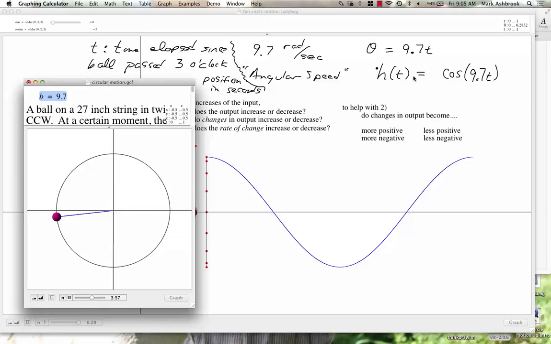So what's the output of h? What are the units of the output of h? So what are we measuring? Fraction of a radius length to the right of the vertical diameter.